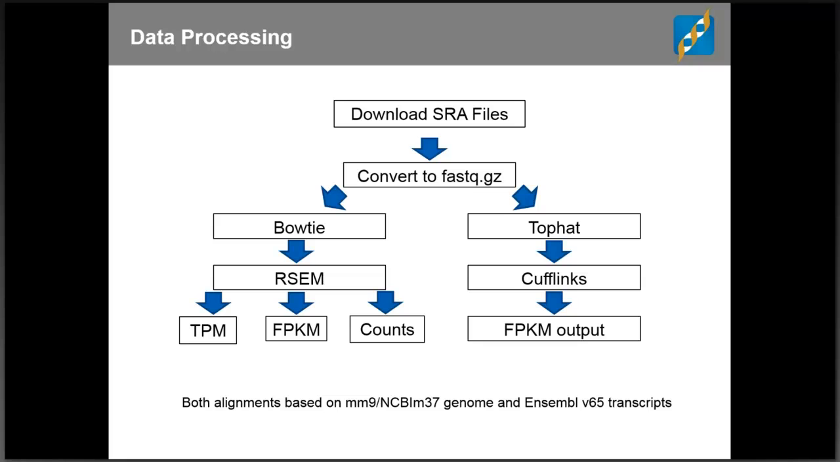This is a flowchart of the workflow that was used to generate the counts. Files were downloaded from GEO as SRA files. They were converted to FASTQ files, and then they were aligned in either Bowtie or TopHat. And then the freeware programs RSEM or Cufflinks were used to generate output. And both alignments were based on the NCBI 37 genome with Ensembl transcripts.